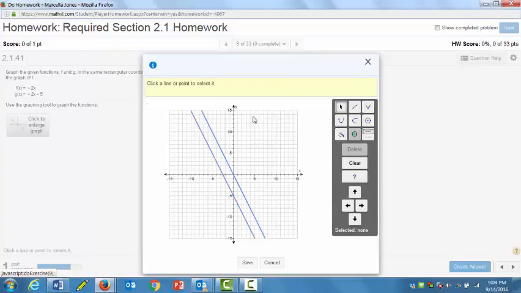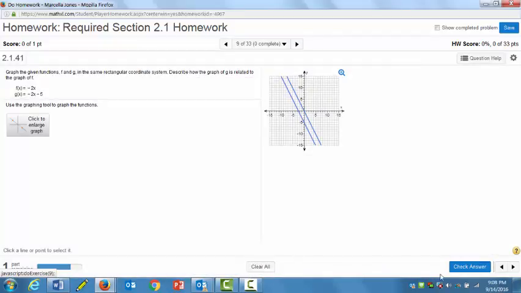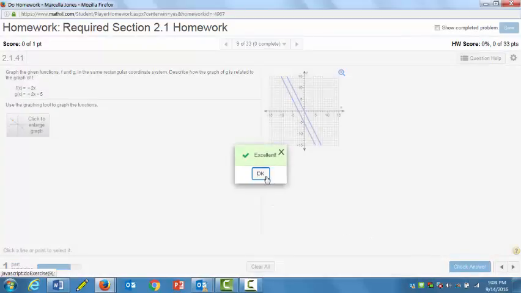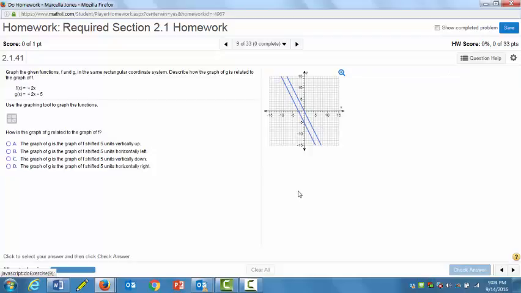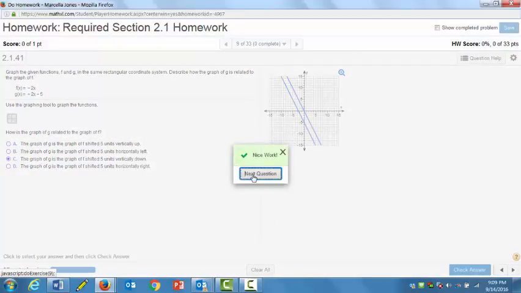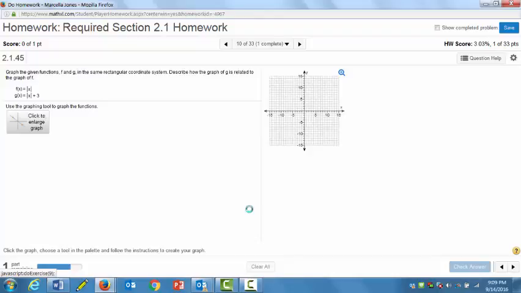I click anywhere in the graph away from either line so that this becomes a solid blue. I save it, check my answer, and that's correct. And that's how you graph number 41. How is the graph of g related to the graph of f? We already said the graph of g is the graph of f shifted 5 units vertically down. So C is our answer there. And that's how I work this problem.